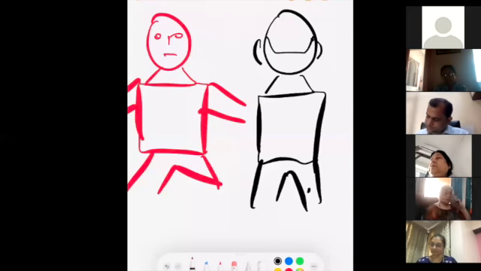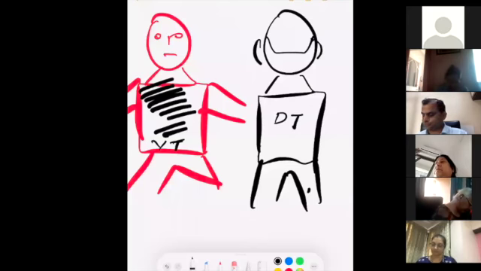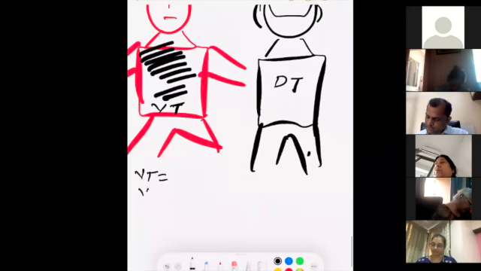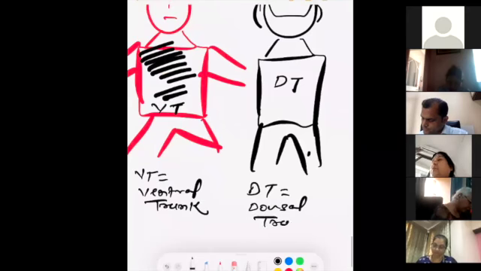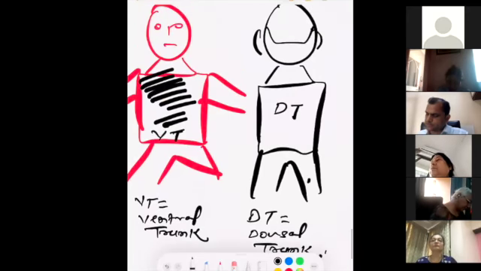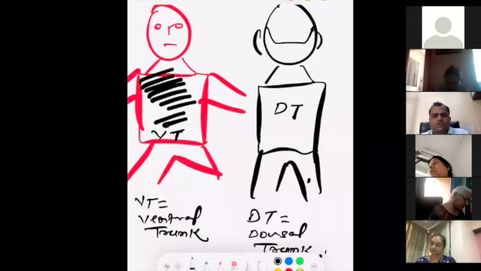And this front area is called VT and the back area is called DT. The meaning of VT is ventral trunk and the meaning of DT is dorsal trunk. Master Tung never needled this area. Master Tung never needled the abdomen area, chest area, and even the area around the spine. As per Master Tung, we don't needle this area. As per Master Tung, we do some other treatment in this area. We will discuss it.